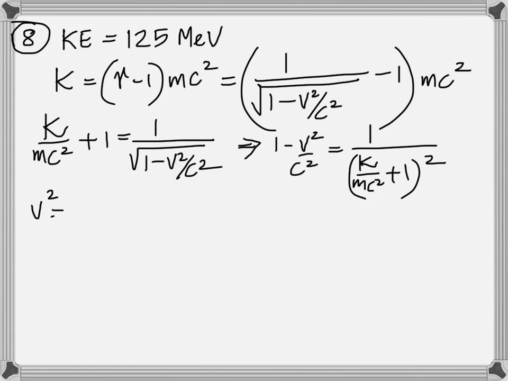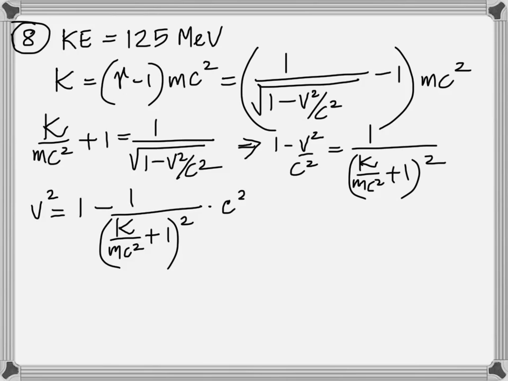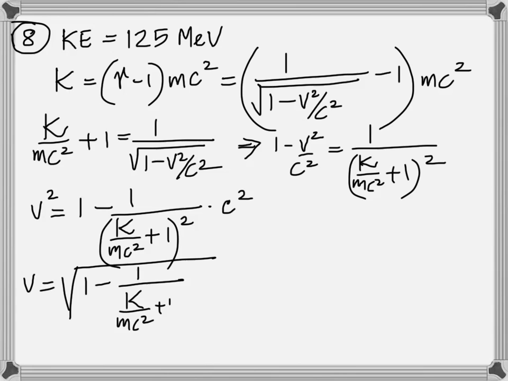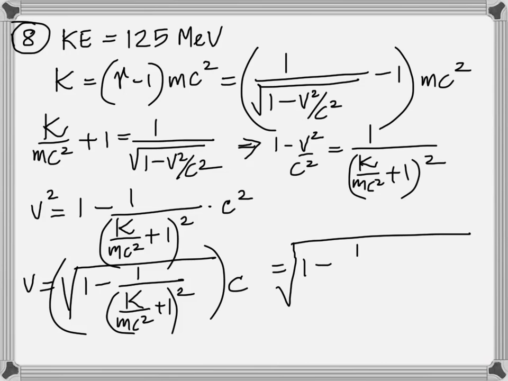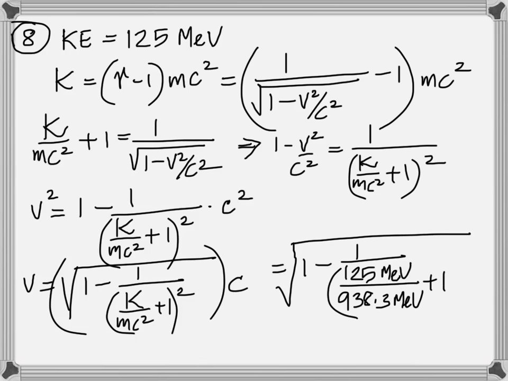Switch sides and square both sides. I've done both in that step, and finally when you have v² on one side, it's going to be this equation, and then take the square root. And again, be careful about each step here. Square root of c² is c. So now plug in what is given. The kinetic energy is given as 125 mega electron volts, and you know mc² is 938.3. So when you do all that calculation, you get 0.470c as the speed of the proton.